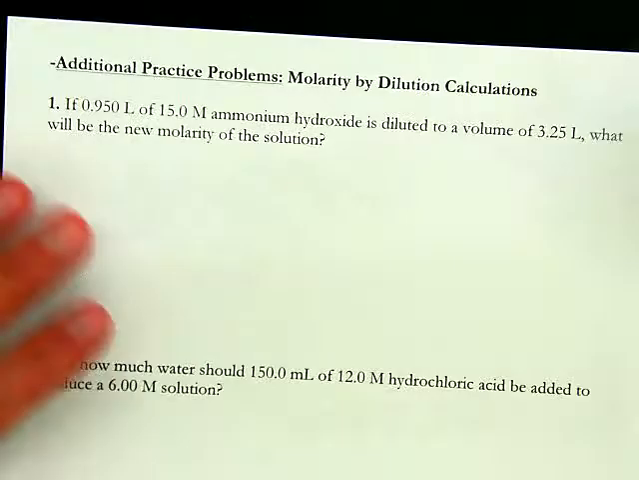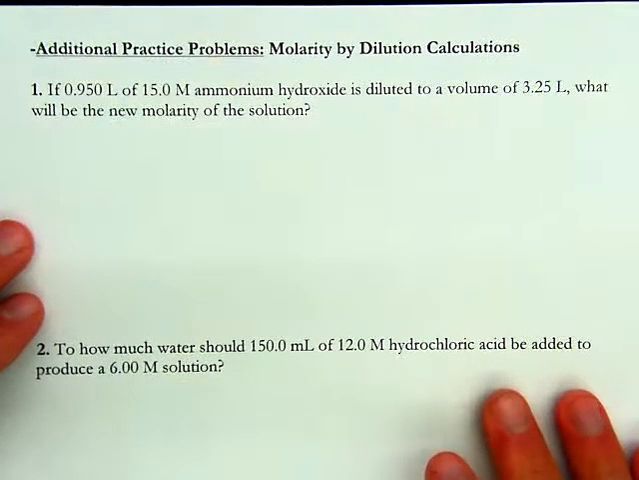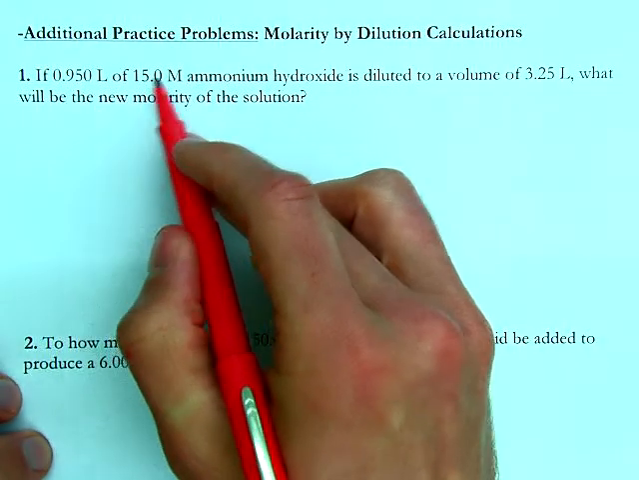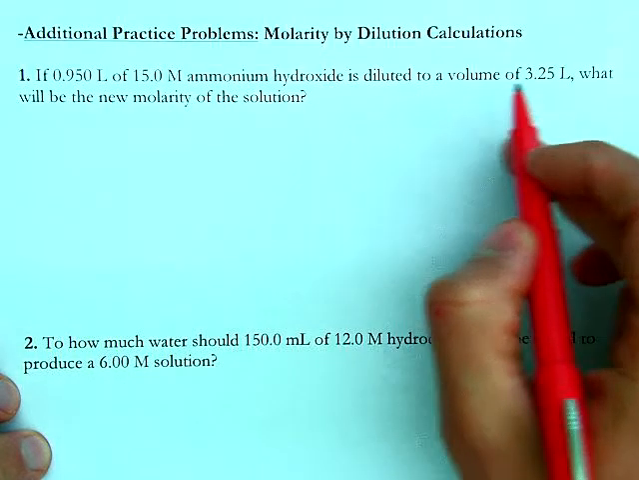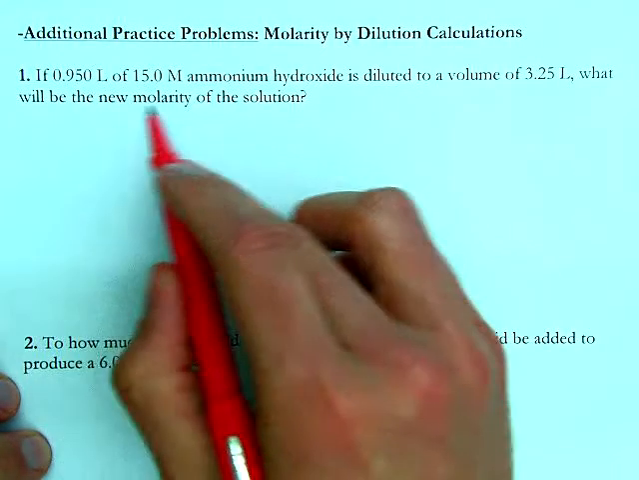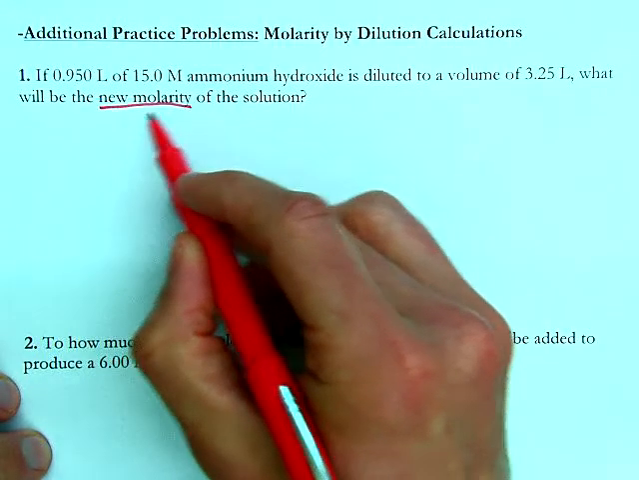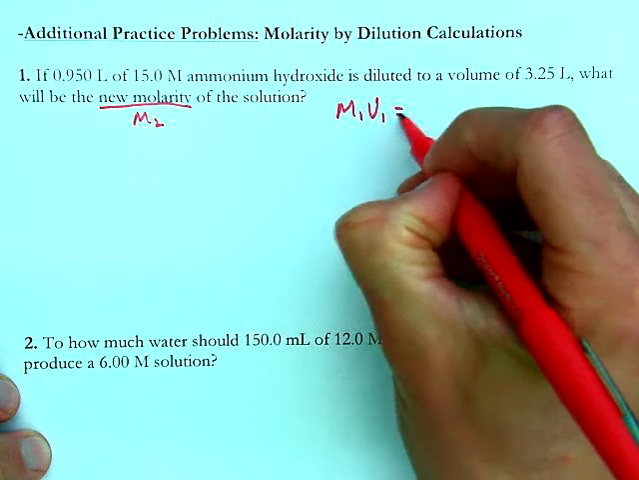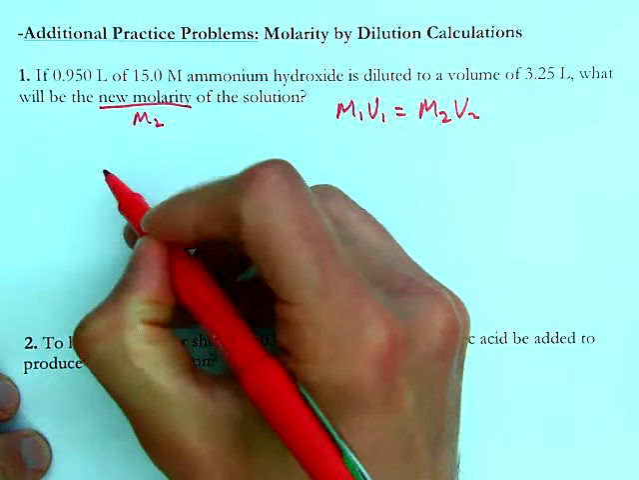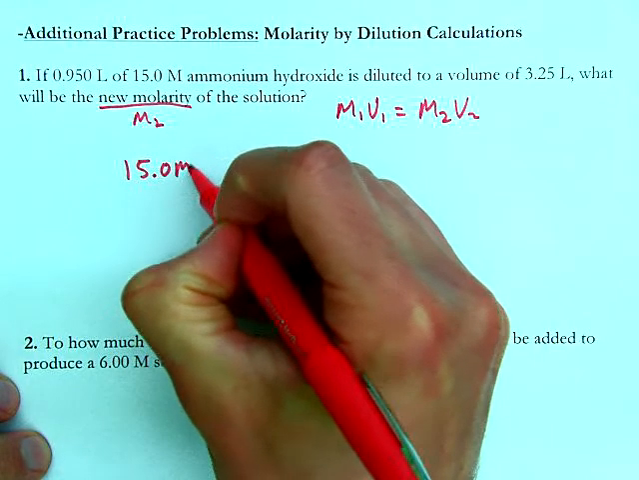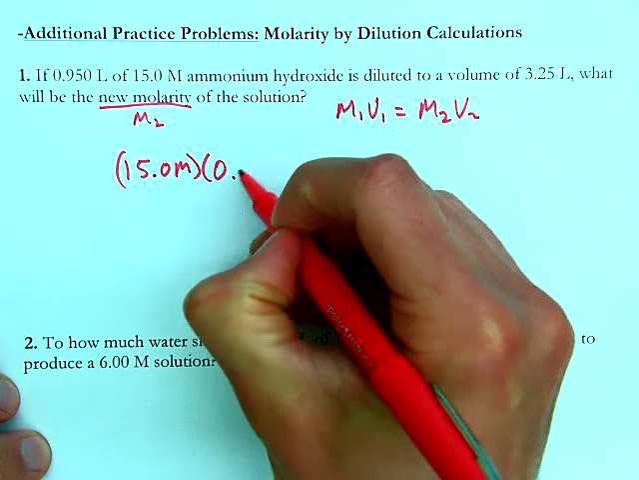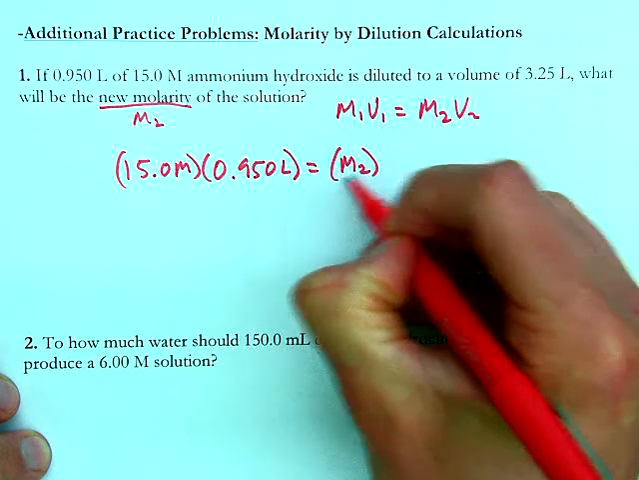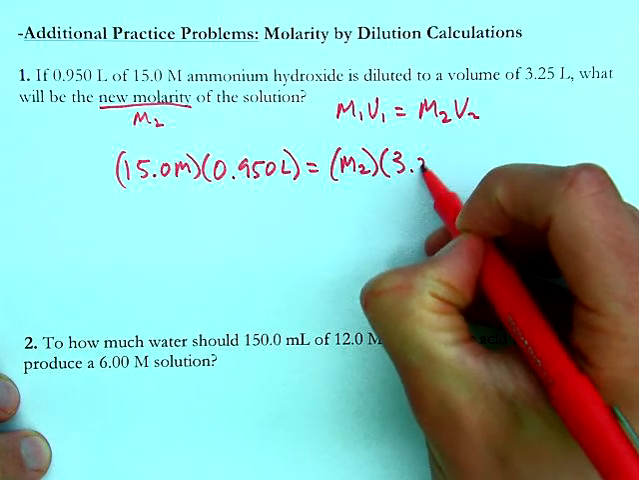We'll do a couple of examples real quick. So number one says if 0.95 liters of 15 molarity ammonium hydroxide is diluted to a volume of 3.25 liters, what will be the new molarity of the solution? So new molarity is M2. So M1V1 equals M2V2. Our starting molarity is 15. Our starting volume is 0.950 liters. Ending molarity is what we're solving for, and our ending volume is 3.25 liters.